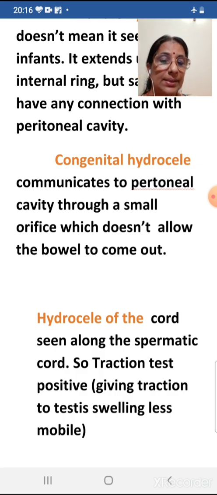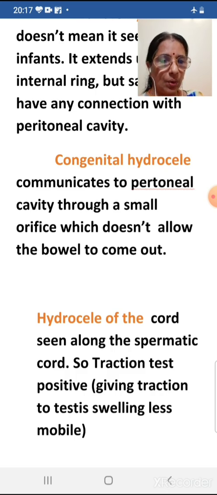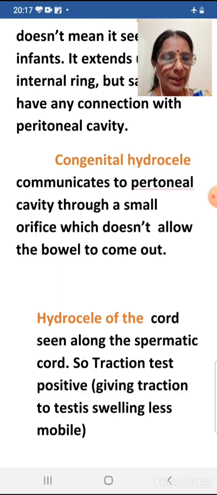So traction test is the test which helps to identify that this is not a lipoma or any other swelling in the scrotum, but it is only hydrocele of the cord, because it is attached to the cord. So when you give traction to the testis, the swelling becomes less mobile. If it is a lipoma of the cord, there is no tension over the swelling. Again, this will give mobility over the spermatic cord. But in case of hydrocele of the cord, it will become less mobile while giving traction to the testis. That is how you identify hydrocele of the cord from lipoma of the cord.